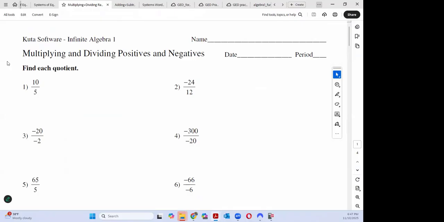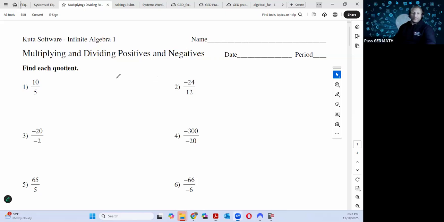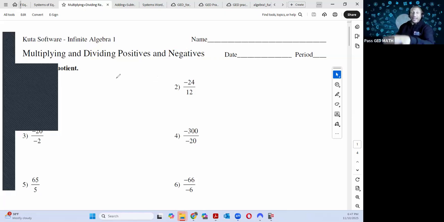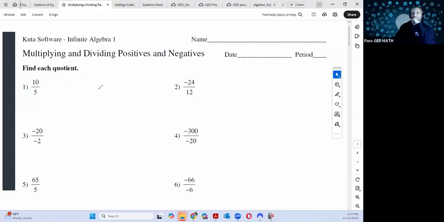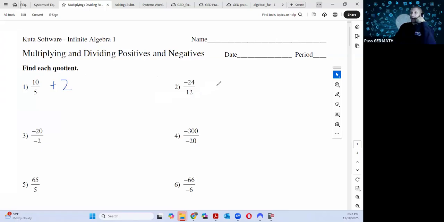Positive. Negative. What? So I heard positive and I heard negative. What did I say? Positive. Same sign, positive. Different sign, negative. Right. So number 2, is it positive or negative?